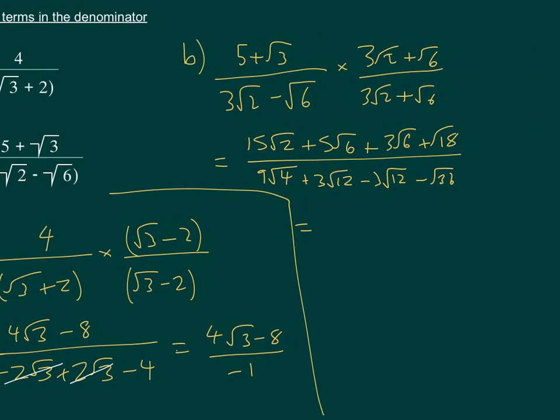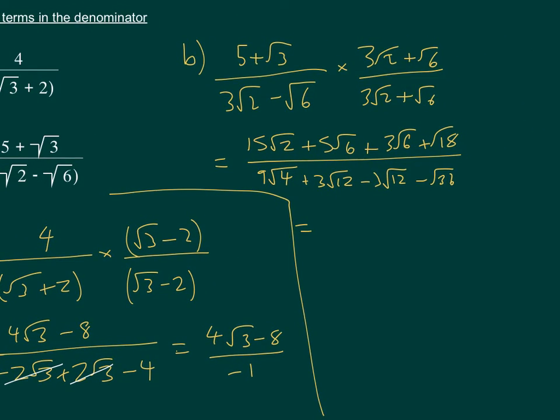So on the top we have 15 root 2, and we have 5 root 6 plus 3 root 6, which is 8 root 6, plus root 18, which is going to simplify to be root 9 times root 2, which we'll simplify in a moment. And then on the bottom we've got 9 times root 4, which is 9 times 2, so 18. Those two middle terms cancel out, and we have minus root 36, which is 6.